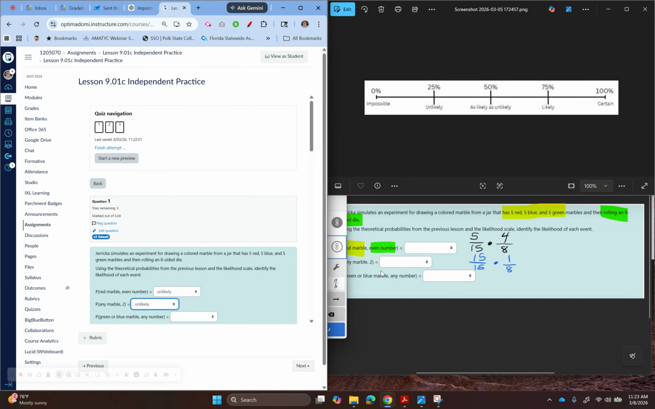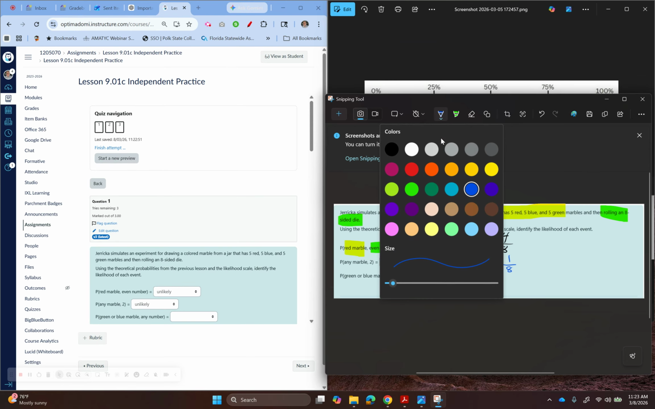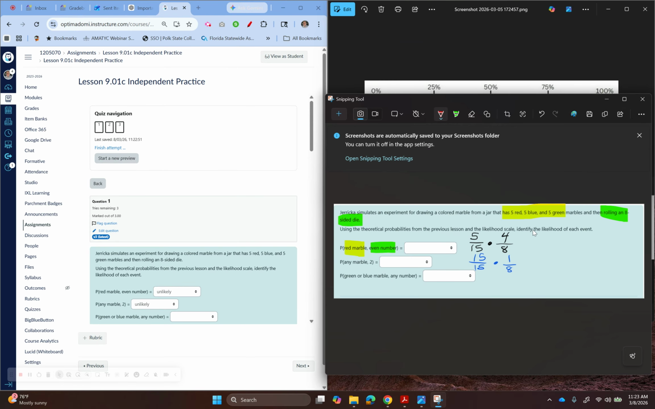And finally, the last one. Again, let me change the color of my pencil. I'm going to use red now. What is the chance you get a green or blue marble? Out of the 15 marbles in the jar, 5 are green and 5 are blue, so in total I have 10. I'm going to multiply that by the chance that I get any number from the 8-sided die. The 8-sided die has 8 numbers, and I can get any of the 8 numbers. That's 8 out of 8.